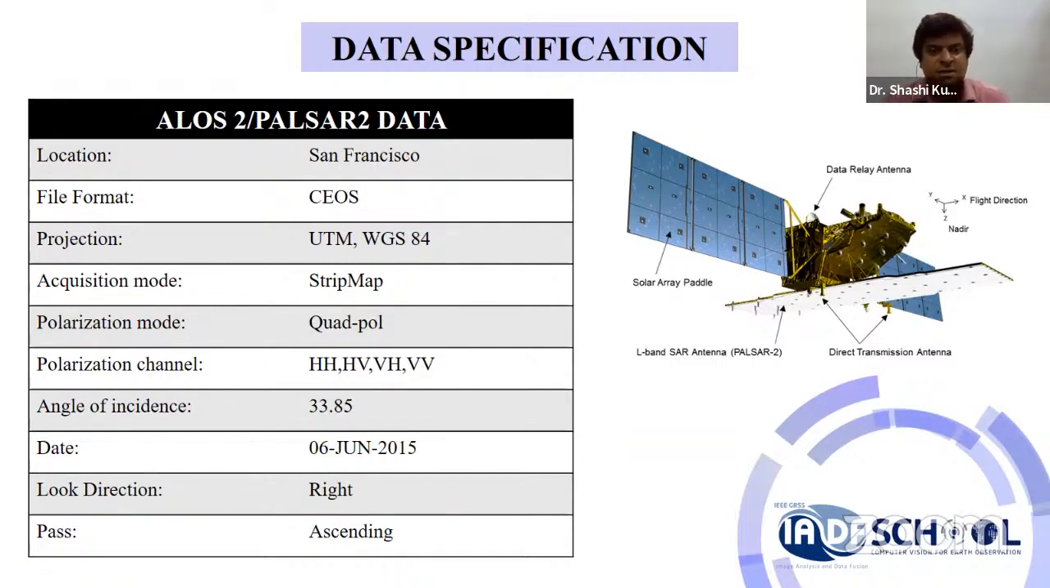In strip map mode, we had seen that the data set is acquired in a strip. Now polarization: this is a quad-pol data set, which has all four polarizations, HH, HV, VH and VV. The angle of incidence of this data set is 33.85, and it was acquired on 6th June 2015. When the sensor was acquiring the data set, it was looking in the right direction, so the electromagnetic waves were transmitted in the right direction.